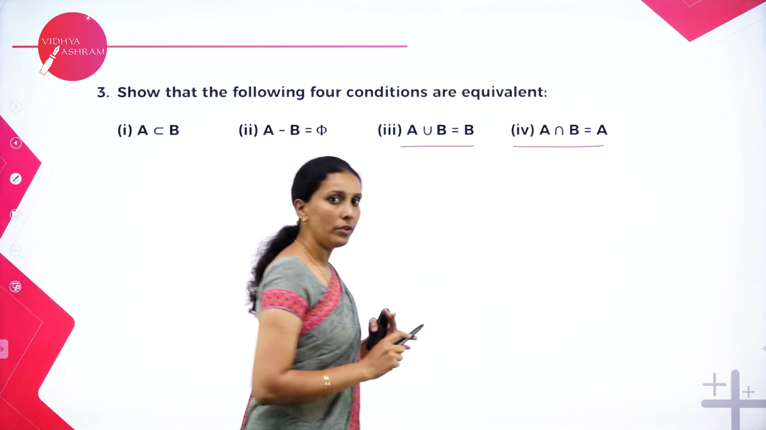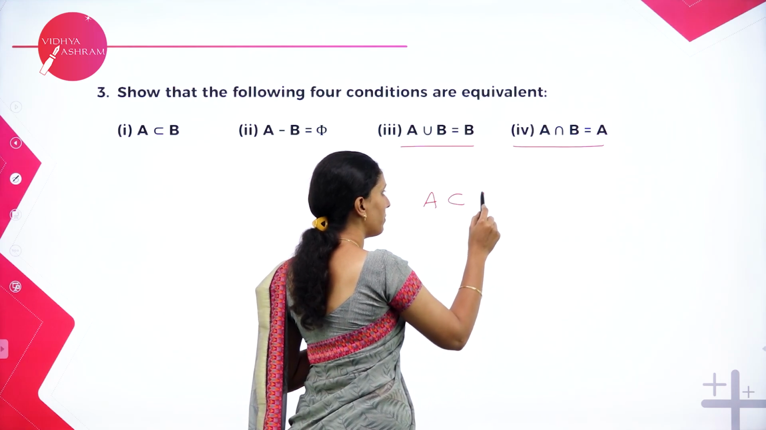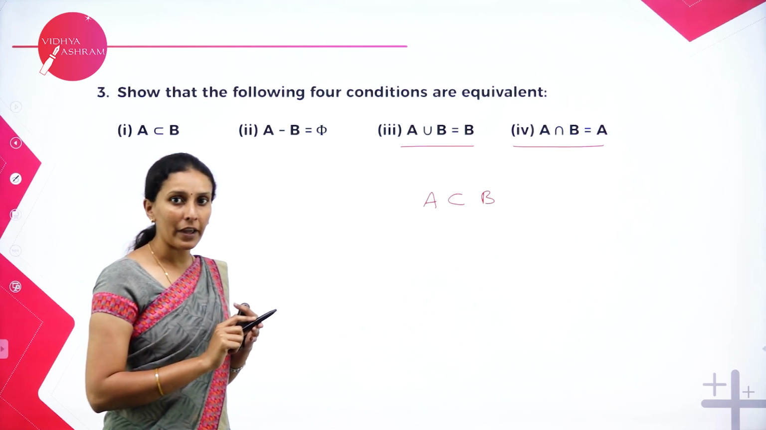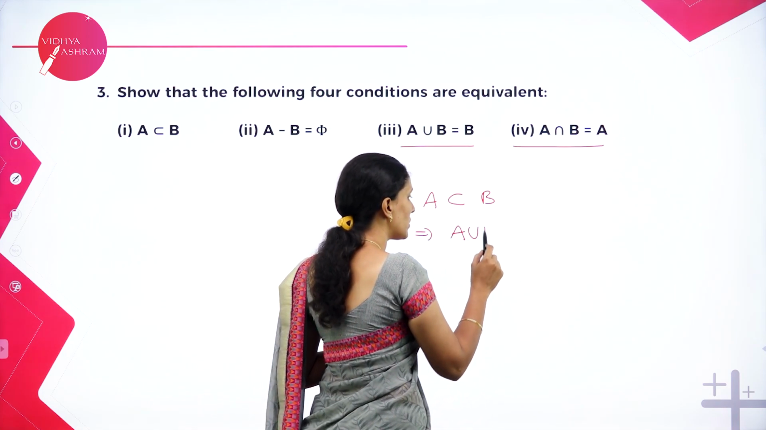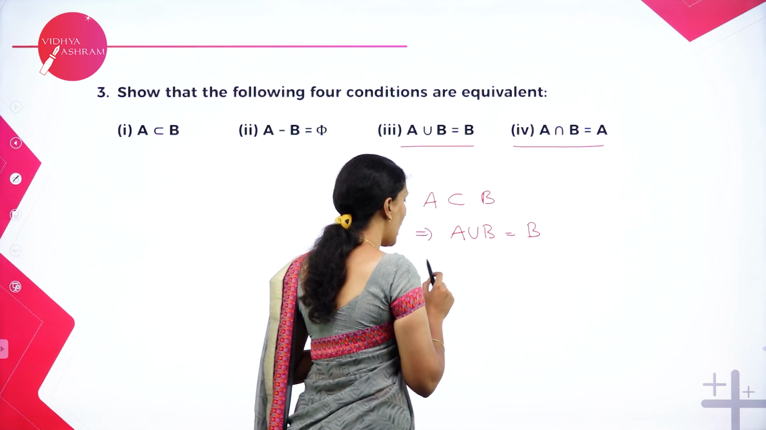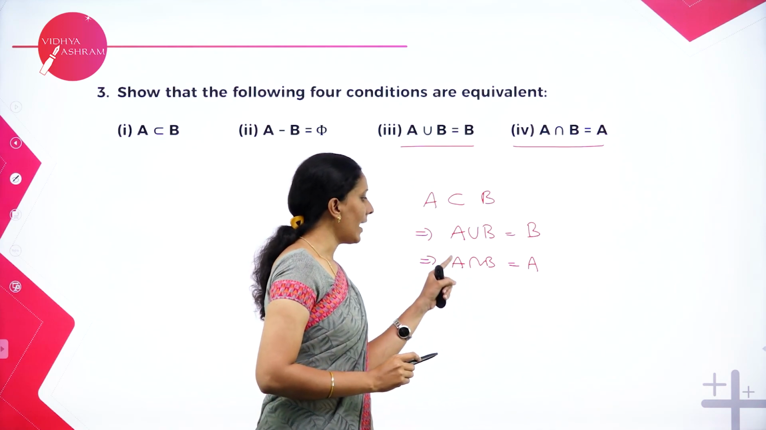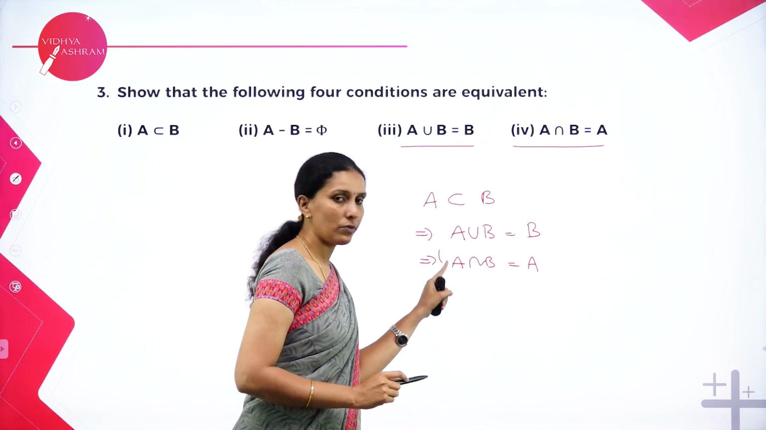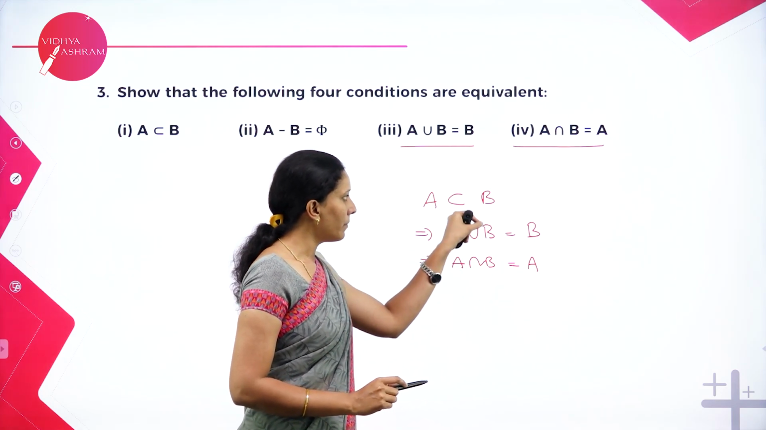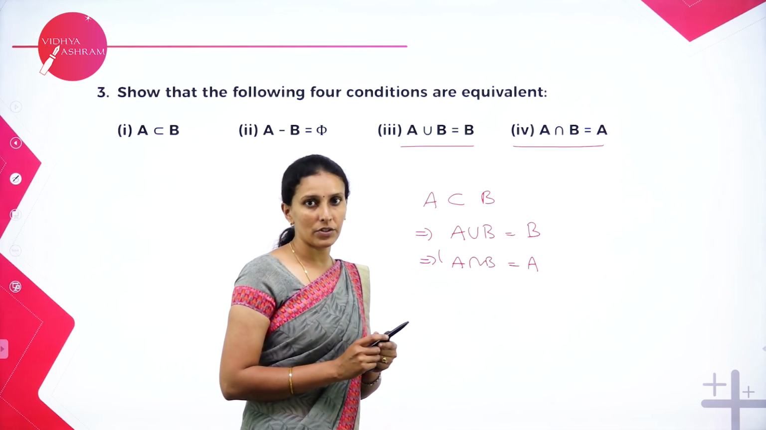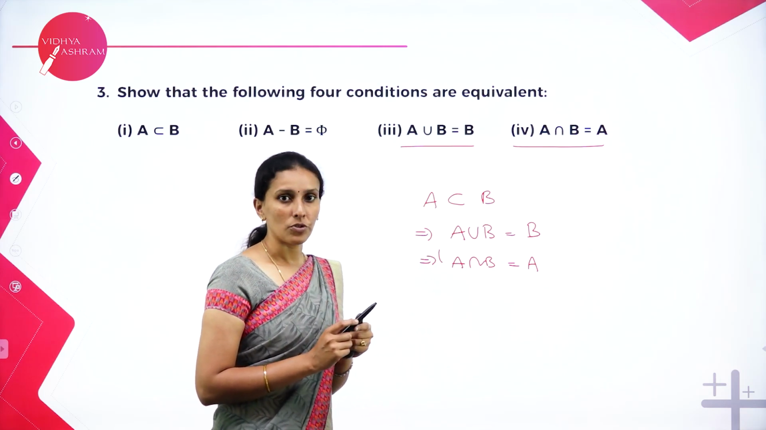I already told you in the session on subsets, that whenever A is a subset of B, that means all the elements of A are contained in B. This implies the union of these two sets will be B and the intersection of these two sets will be A. Since A is contained in B, the common elements between A and B is the set A. And when I say union, all the elements in A and B are in B. So therefore, the union of these two sets is B. So these two statements imply that A is a subset of B.